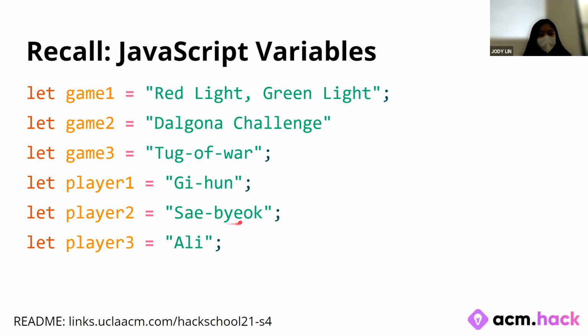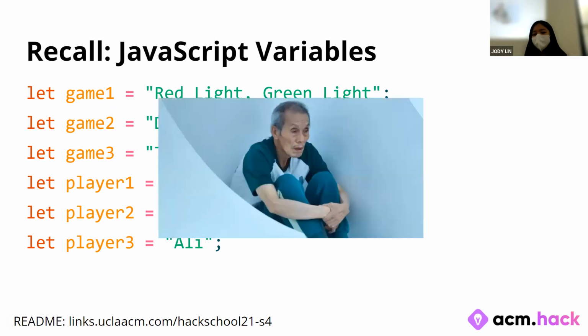We have Gihun, Saebyuk, and Ali. These are my favorite characters. And you're like, awesome, this is going really great. I have this whole numbering system going on, like game 1, game 2, game 3, player 1, player 2, player 3. But then you realize not only are there 6 games, but there are 456 players. So you're going to have to write this 456 more times. And you're sitting there thinking, oh, I have made a mistake. This is not what I want to do.